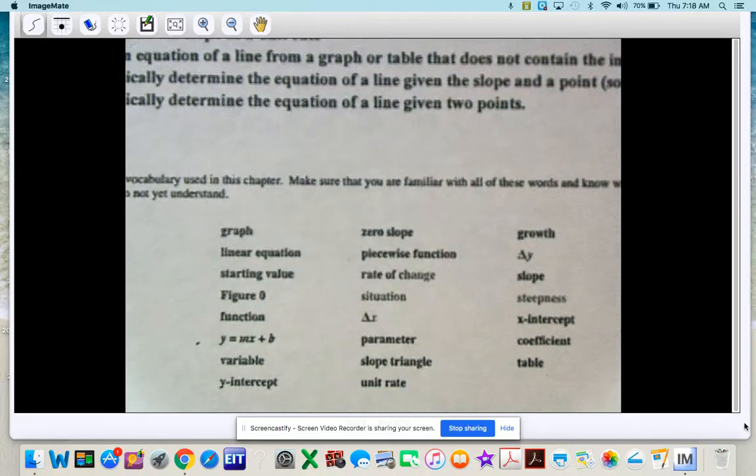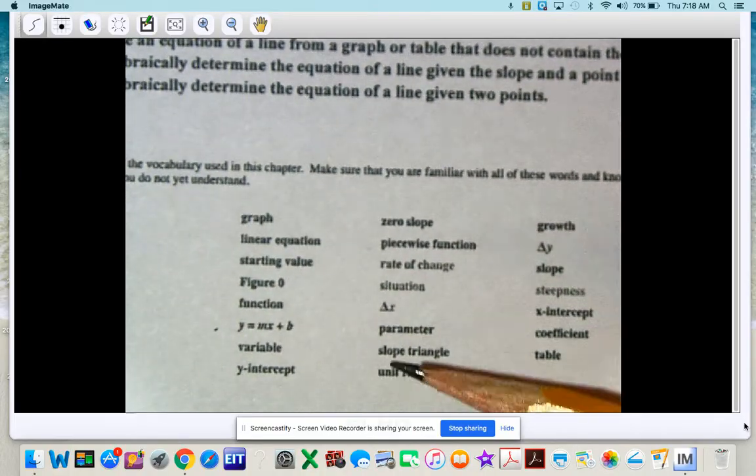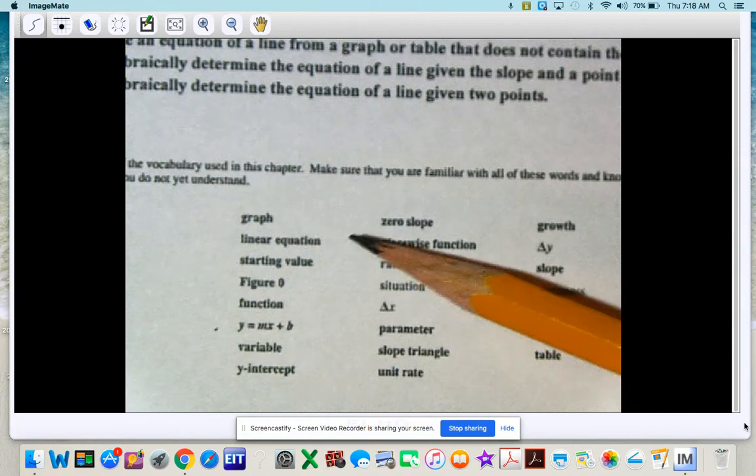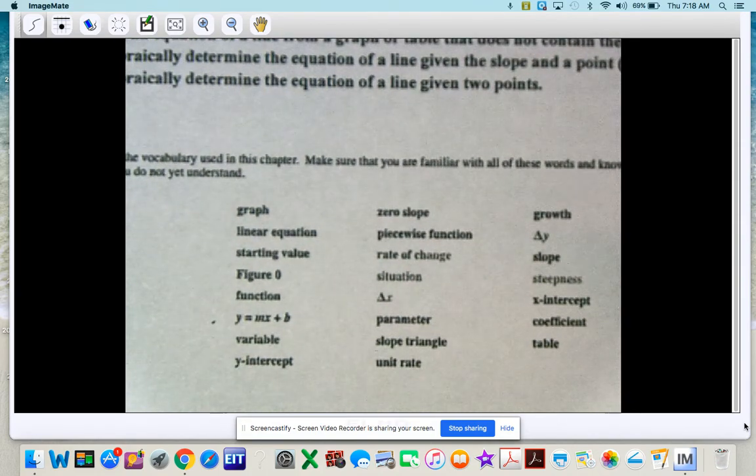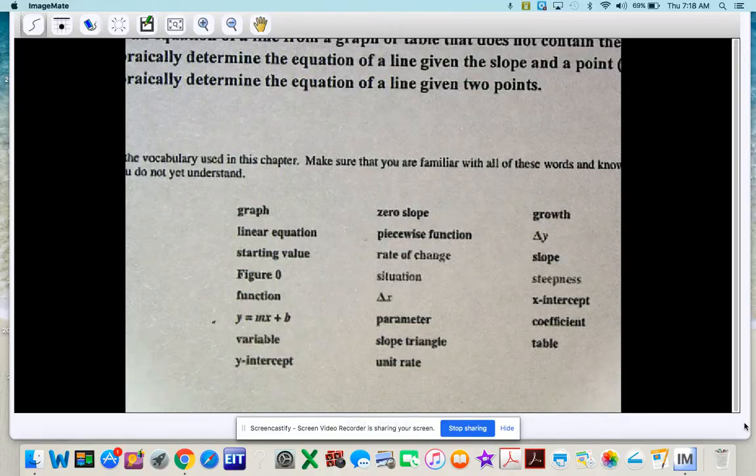Okay, so at this point, early on in chapter 2, we should know what a graph is, a linear equation, starting value, figure 0. Function is really from last one. We should know y equals mx plus b is the general form of a linear. We've been working with variables, y-intercepts. We'll be seeing what zero slope is. Next week, we'll look at a piecewise function. Rate of change is a way of defining slope. We've been looking at some different situations that will involve linear relationships.